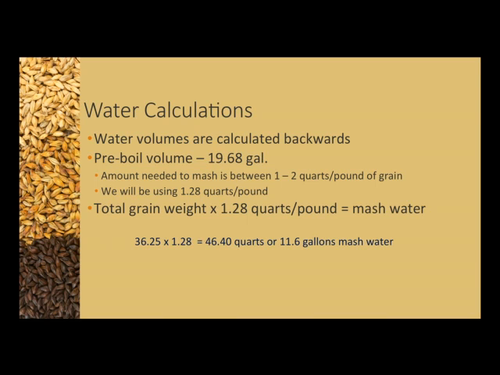The amount of water we need to mash with is typically between 1 and 2 quarts of water per pound of grain and is mostly determined by a brewer's personal preference or system limitations. For all of our systems, we use a ratio of 1.28 quarts of water per every pound of grain. We found that this gives us the best mash consistency and efficiency. So for our recipe, the total weight of the grain is 36.25 pounds. So multiplied by 1.28 quarts of water per pound, we determine that we need 46.4 quarts or 11.6 gallons of water to mash.